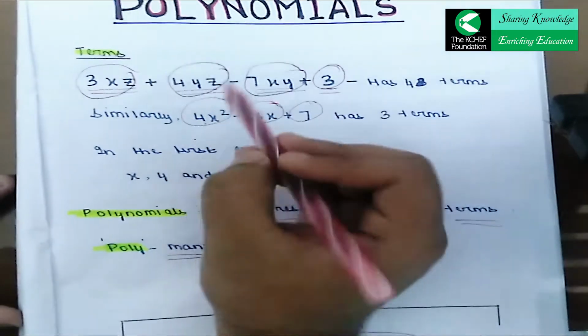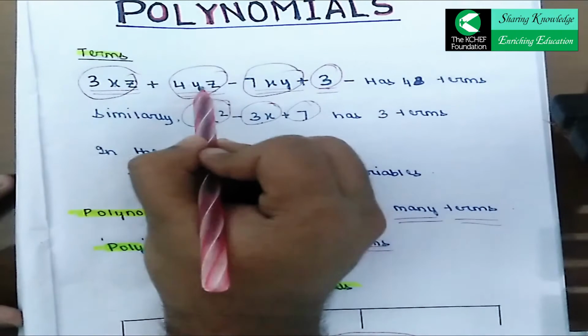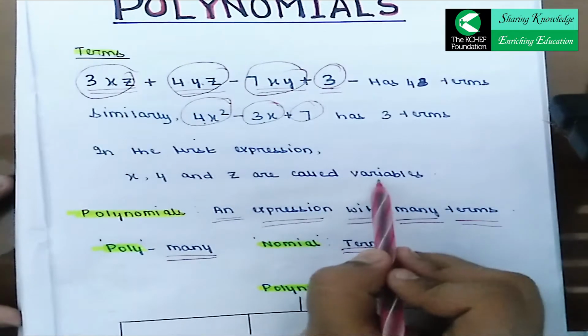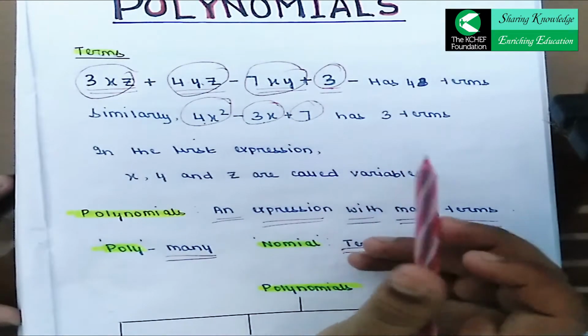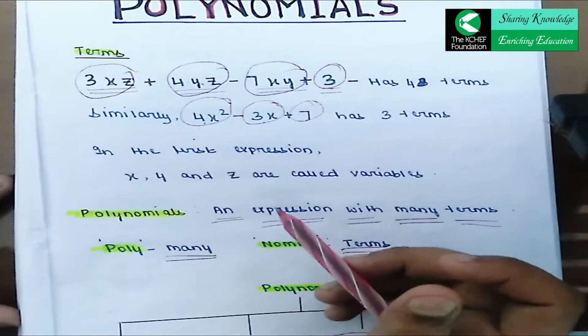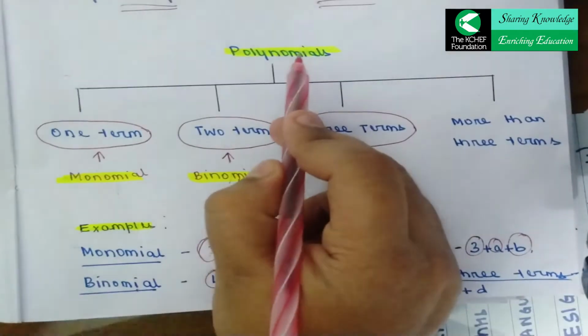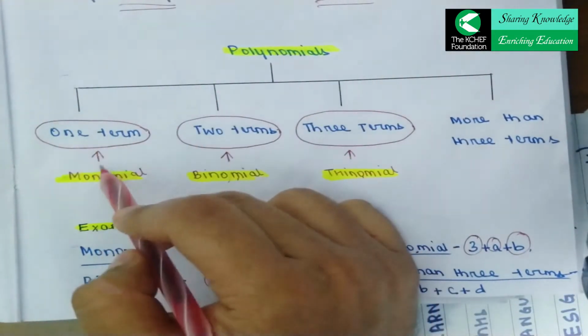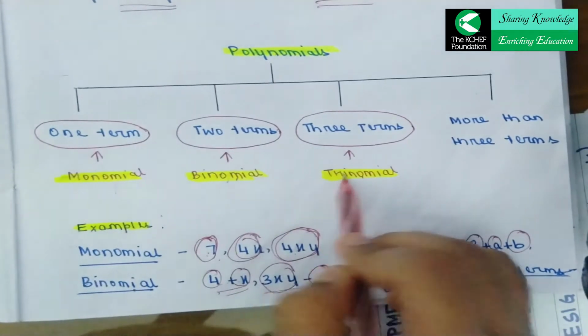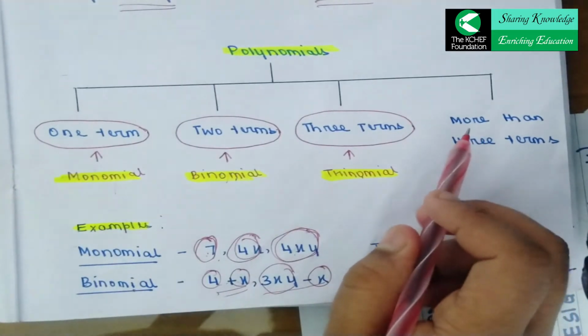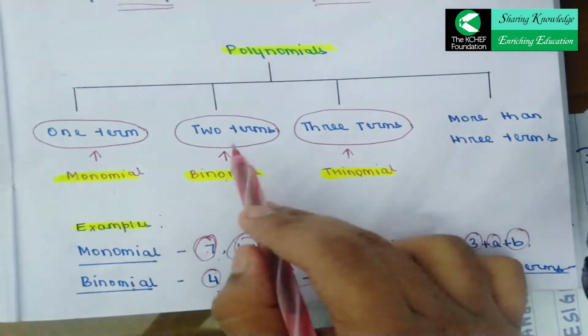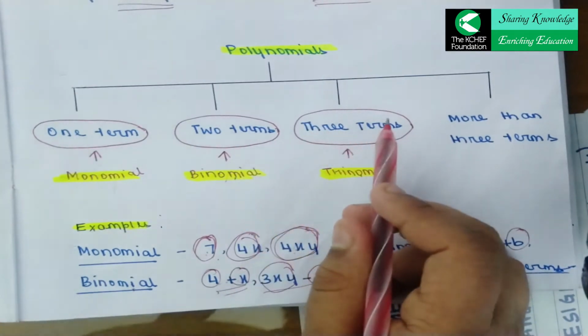In these expressions, x, y, z are known as variables. Variables are basically alphabets which do not have any specific value, and they can change their values according to the expression or the equation. Polynomials can be divided into monomial, binomial, trinomial, and the fourth type is basically known as polynomial only, depending on the number of terms it consists of.